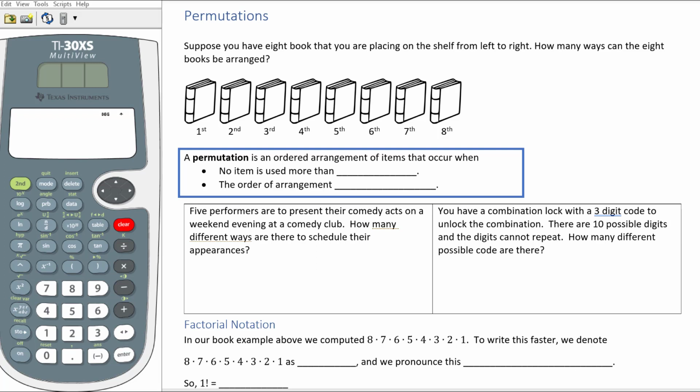Today's lesson is on permutations. So let's suppose that you have 8 books that you're placing on the shelf from left to right. How many ways can the 8 books be arranged?